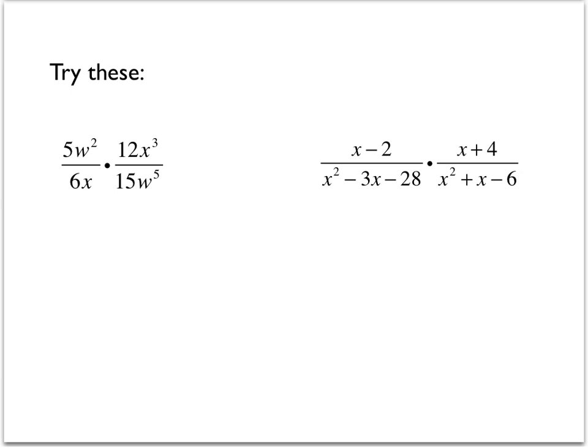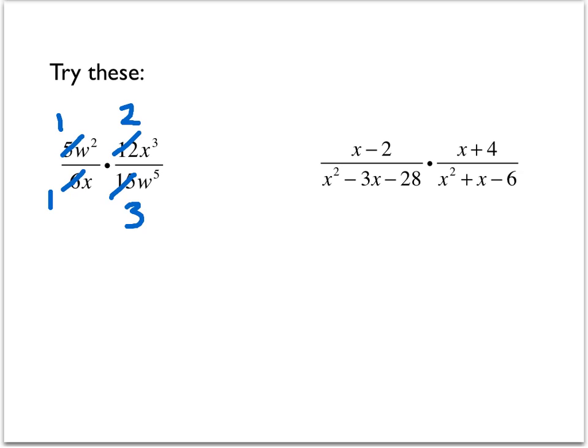Alright, so the first one here, I am going to do some reducing here right away. I notice that 6 goes into 12 twice, so I can do that. I notice that 5 goes into 15 3 times, like that. I'm going to actually multiply this out first before I do more canceling or reducing with my variables.